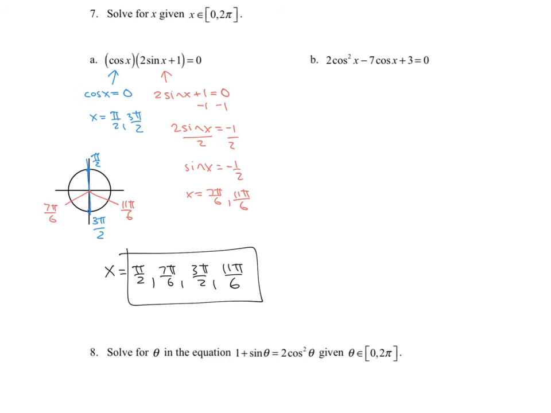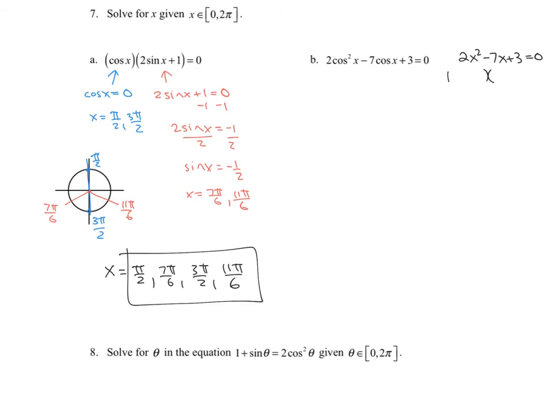The next problem, 2 cosine squared x minus 7 cosine x plus 3, reminds me a lot of the equation 2x squared minus 7x plus 3 equals 0. And it's really the same thing, but instead of x, we have cosine x. So if it helps for you to solve an equation in this form first, go for it.